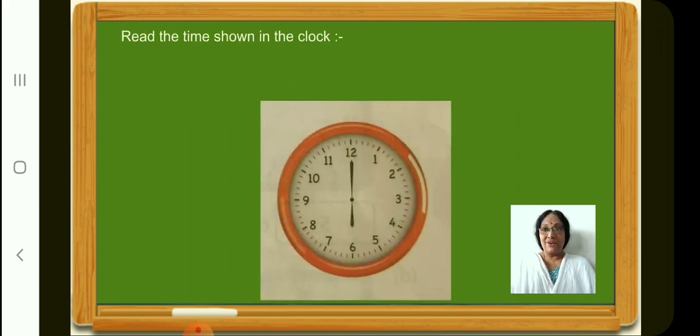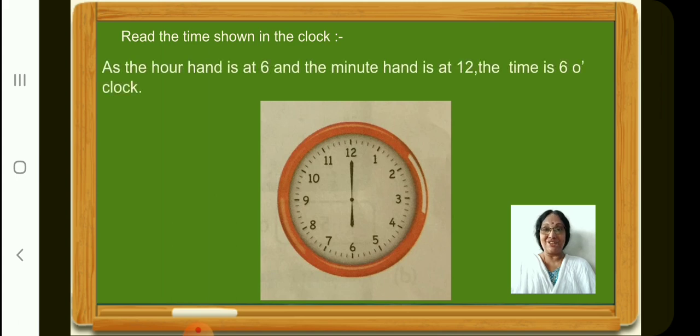Now, let us read the time shown in this clock also. Children, look at the clock carefully. Where is the hour hand? The hour hand is on 6. And where is the minute hand? It is on 12. Therefore, the time is 6 o'clock. As the hour hand is at 6 and the minute hand is at 12, the time is 6 o'clock.